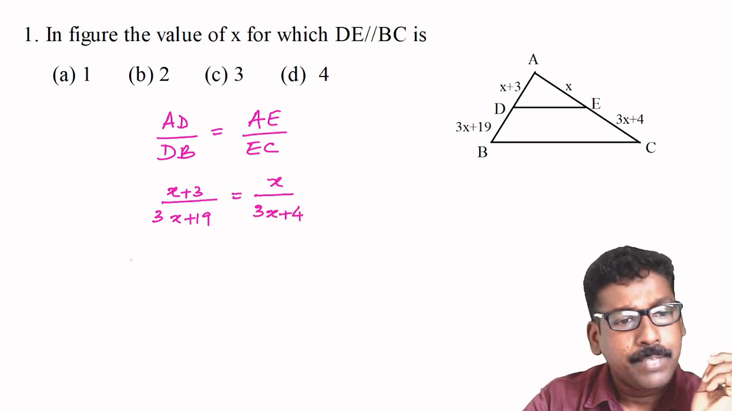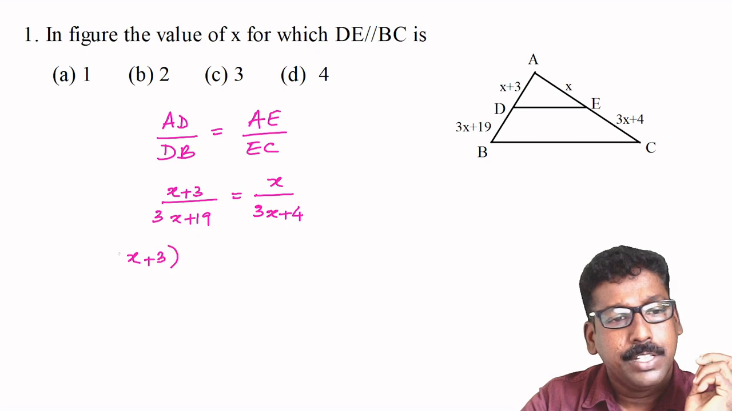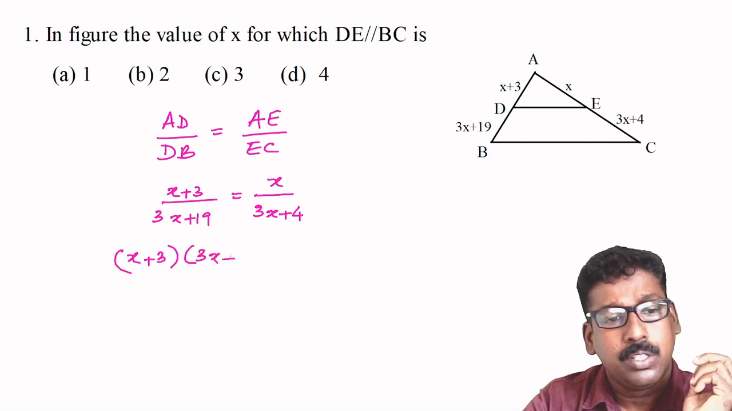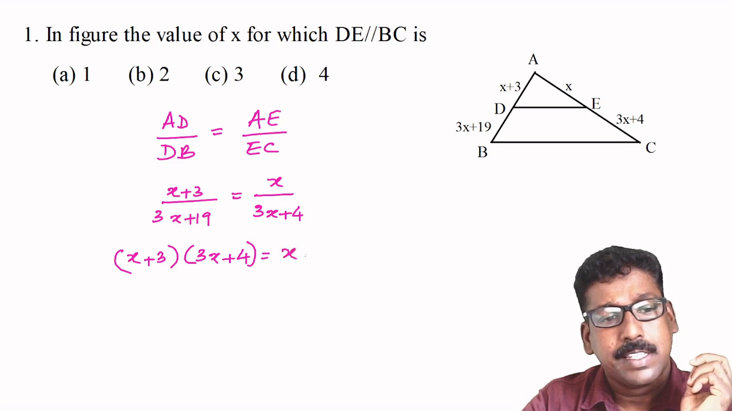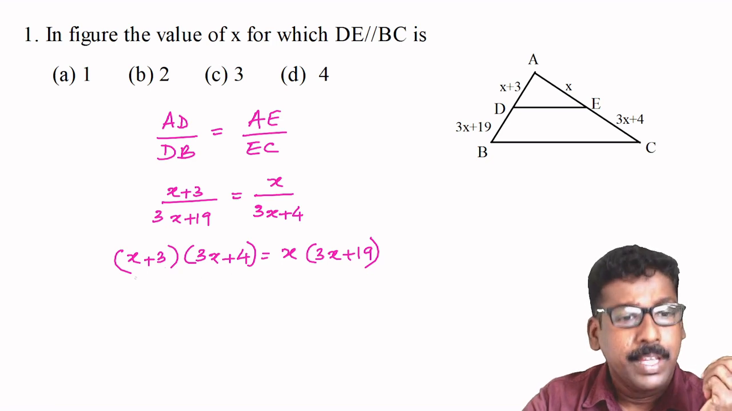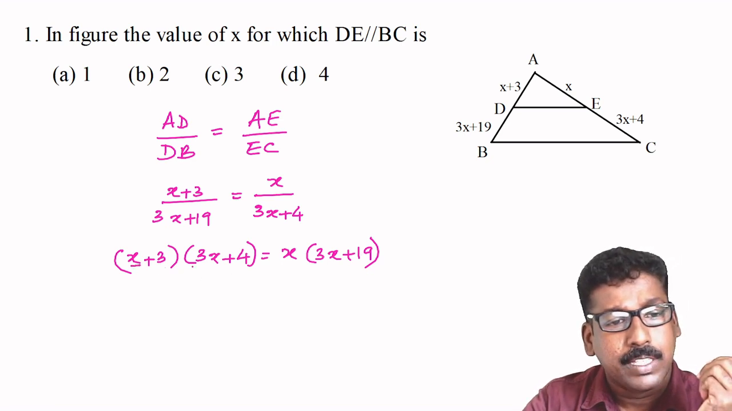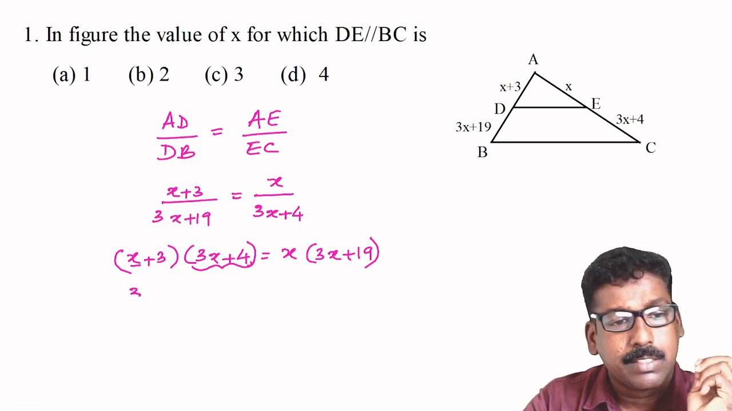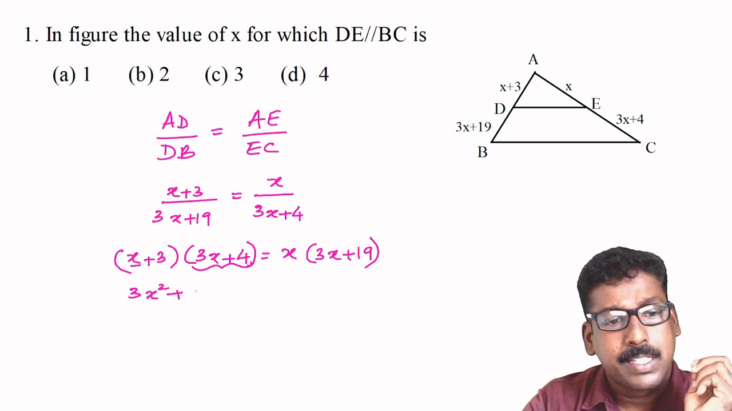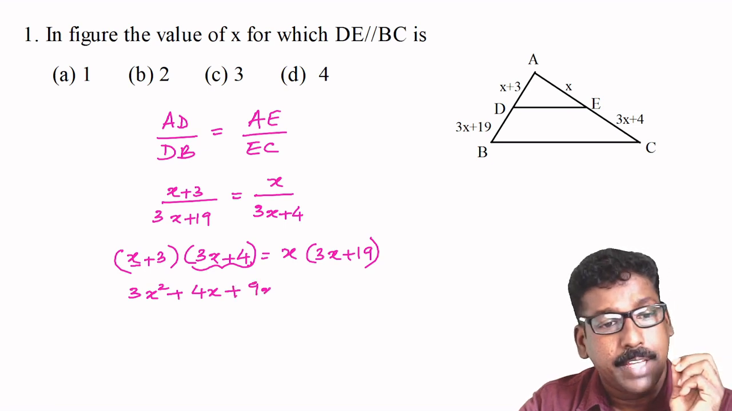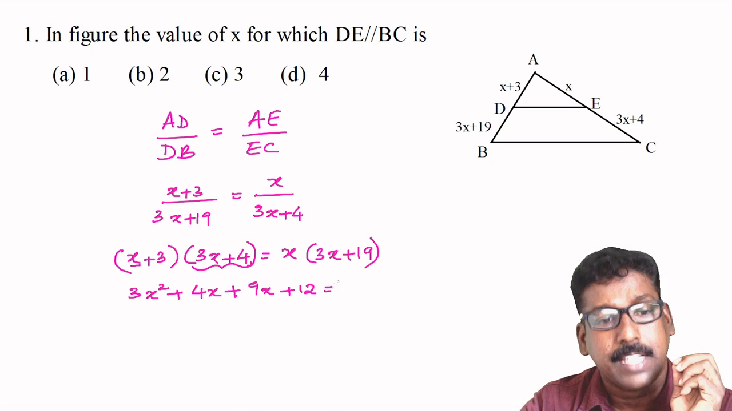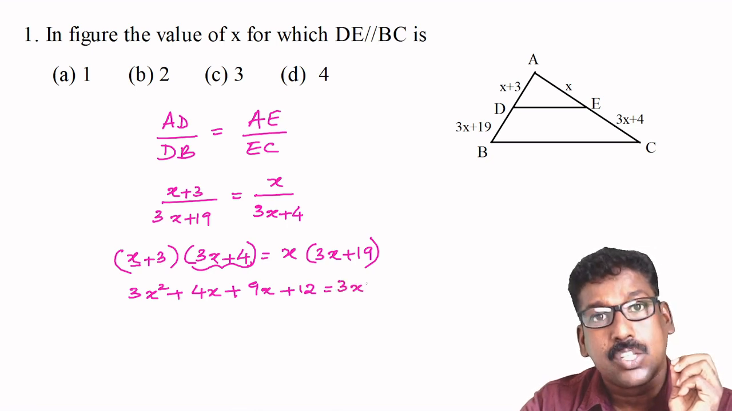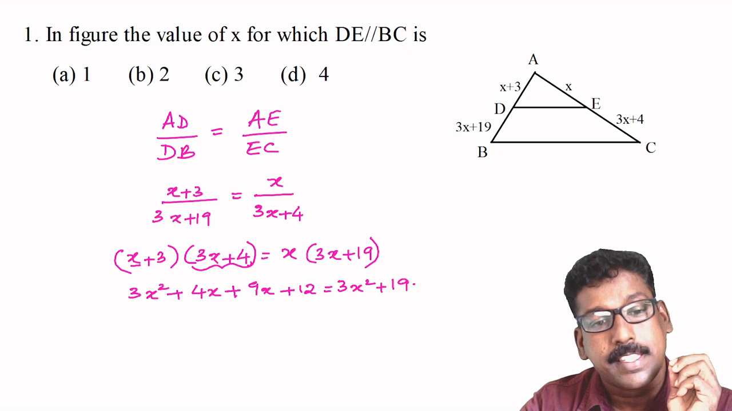Now cross multiply. That is (x plus 3) into (3x plus 4) is equal to x into (3x plus 19). Simplify. You have to multiply x with 3x plus 4 and 3 with 3x plus 4. So you will get x into 3x, 3x square, plus x into 4, 4x, plus 3 into 3x, 9x, plus 3 into 4, 12, is equal to x into 3x is 3x square plus 19x.